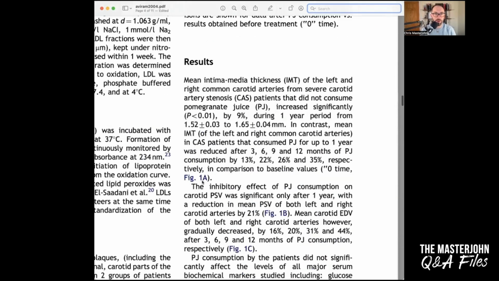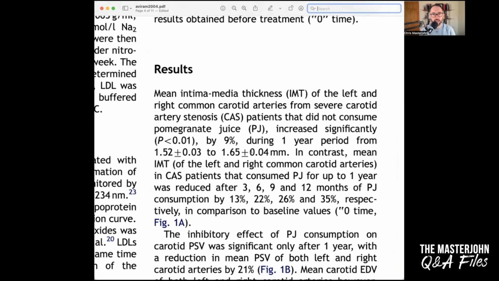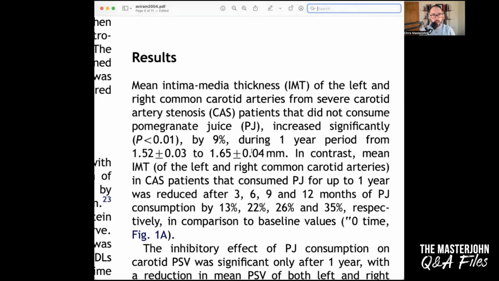So to find the placebo group, you have to go up here and you have to read it, and it says mean intima media thickness of the left and right common carotid arteries from severe carotid artery stenosis patients that did not consume pomegranate juice increased significantly by 9% during 1 year period, from 1.52 to 1.65. In contrast, mean IMT in the patients that consumed the pomegranate juice for up to a year was reduced after 3, 6, 9, and 12 months by 13, 22, 26, and 35% respectively in comparison to baseline values.